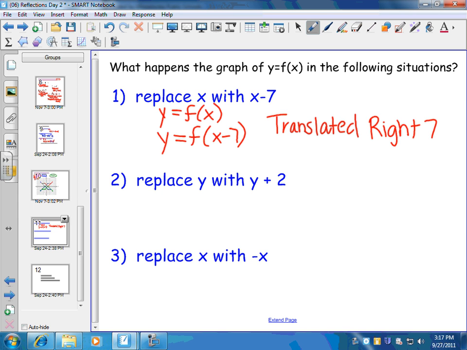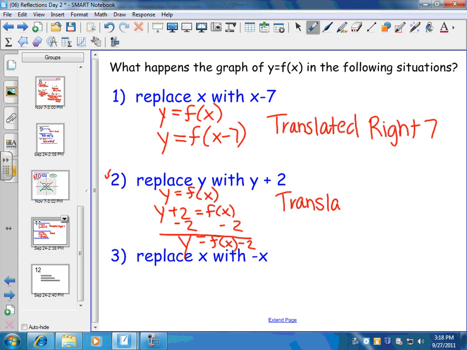If I replace the y, so this is the second one here, replace the y with y plus 2. So instead of having y equals f of x, now I have y plus 2 equals f of x. Well, it's hard to solve that because I don't have y equals. So I need to move the 2 to the other side. So I end up with y equals f of x minus 2. It's on the outside of the function. So this one's actually going to be translated down 2.